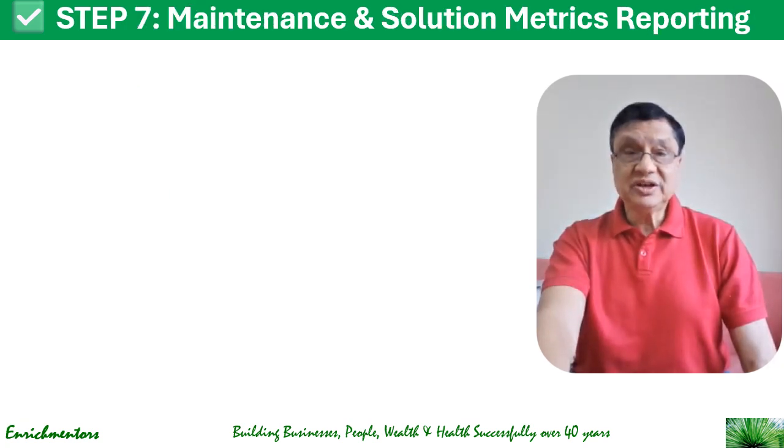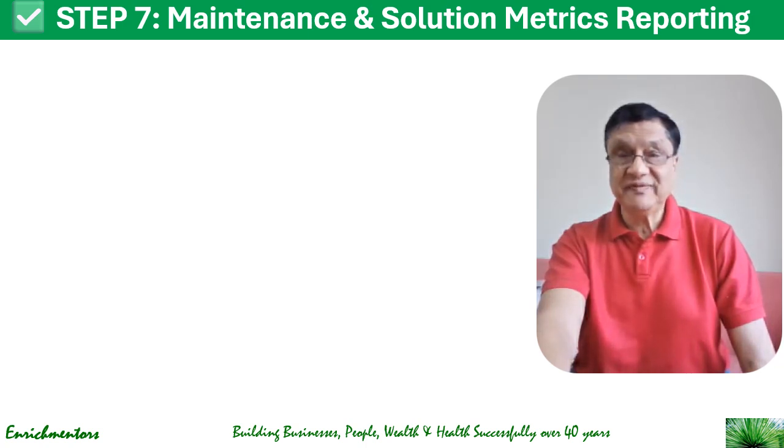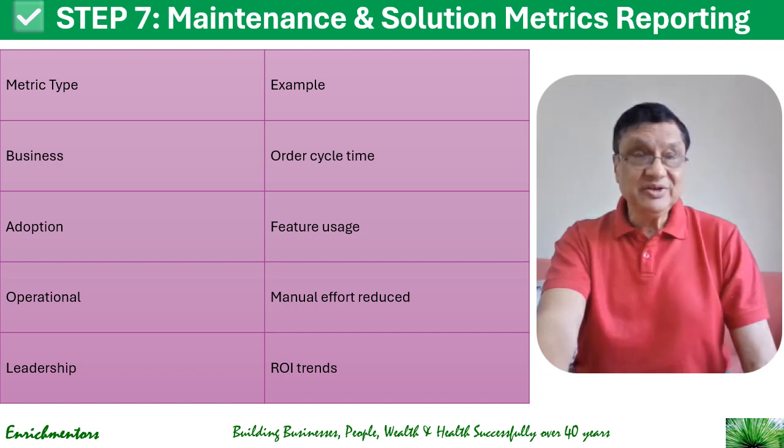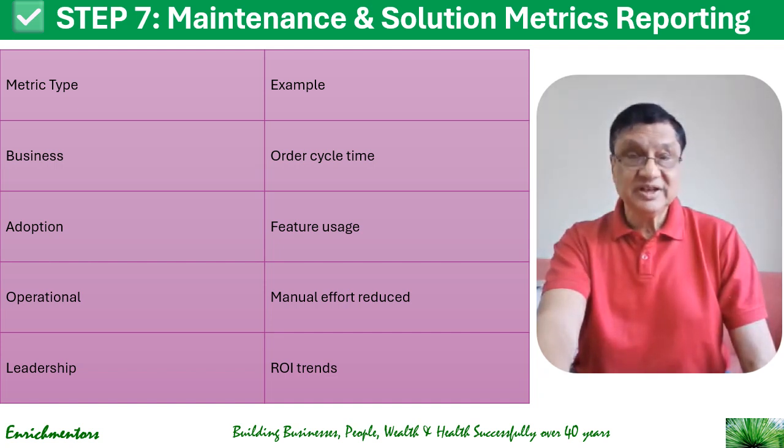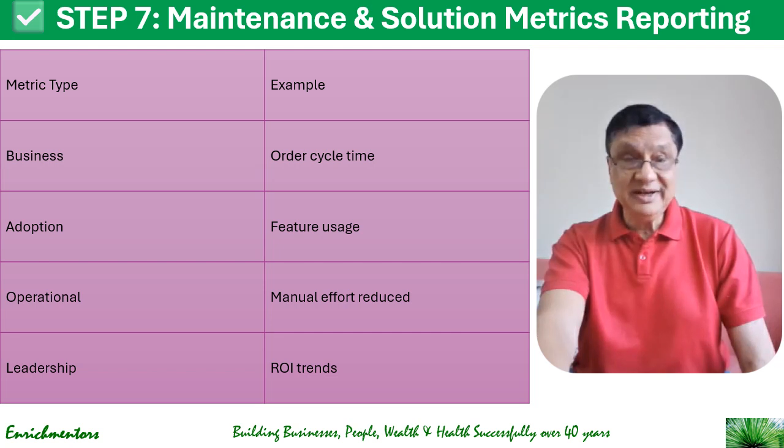Then she also did maintenance and solution metrics reporting. She used the principle of design for measurement. She defined design success metrics upfront. And what were these? For business, order cycle time, because that was the key focus of the business. Adoption was a key issue. So how do you measure adoption? By feature usage. Operationally, it should reduce manual effort, and leadership was interested in the ROI trend.